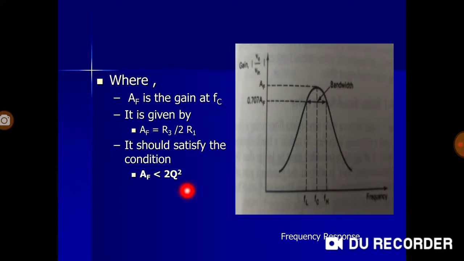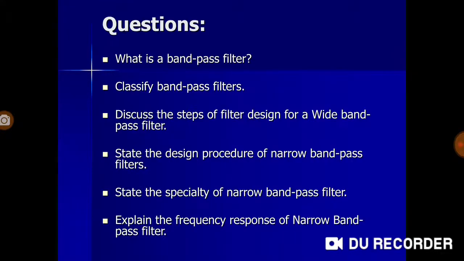I already said that AF is the gain at FC, and how do we find AF? It is R3 by twice R1. The circuit decides the value of this gain, and it should satisfy the condition AF is less than 2Q square. This should be there. So effectively, we almost complete the entire thing.